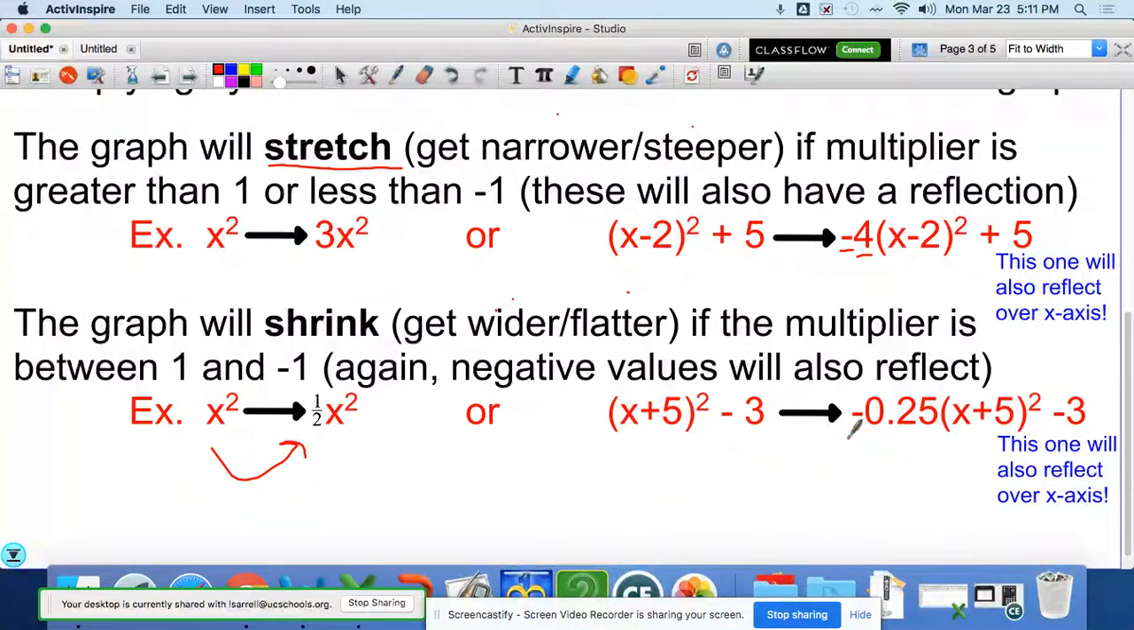So you'll see here we had no number out front, and then we had a multiplier out front appear of -0.25. So what this is, is this shrunk by a factor of 0.25.